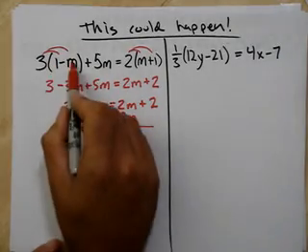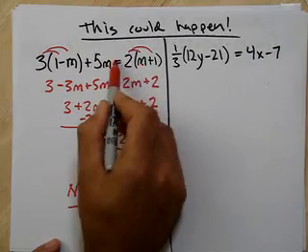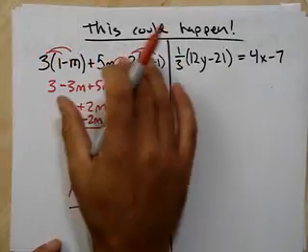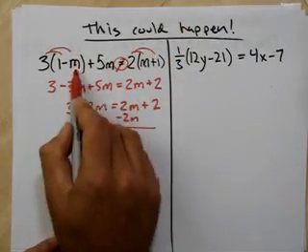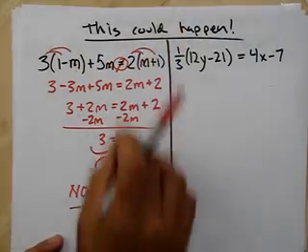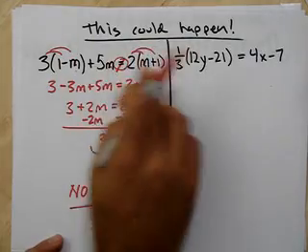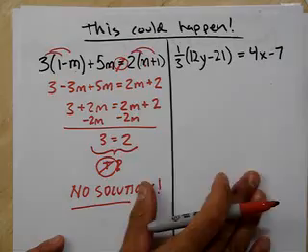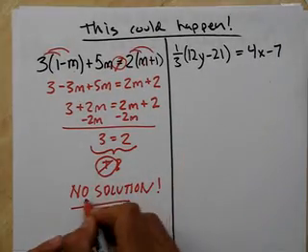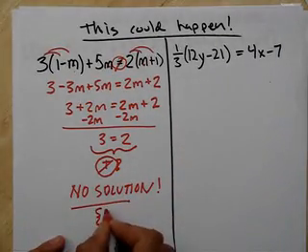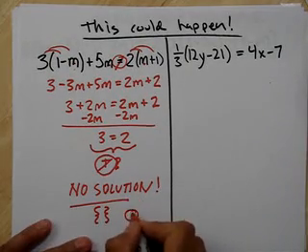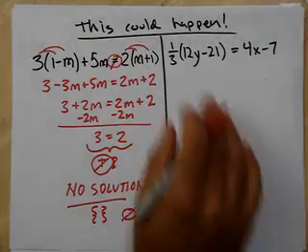No matter what number I put in here for m, this won't be true. This is a lie. This can't be equal to this. There is no m that when put in here will make this a true statement. This can never be true. These two expressions will never be equal. There's no m that solves it, therefore there's no solution, or the solution is the empty set, also known as the null set.